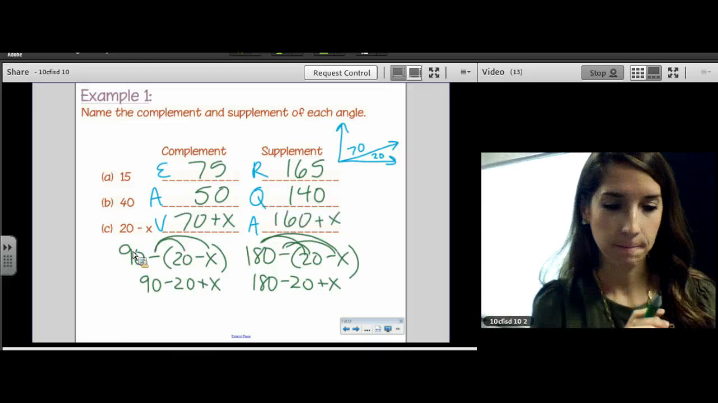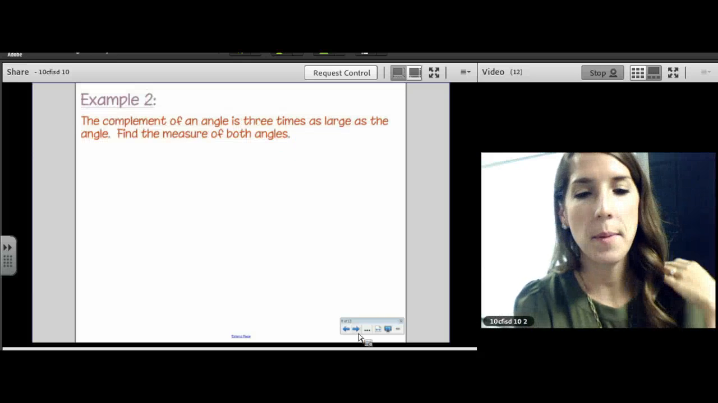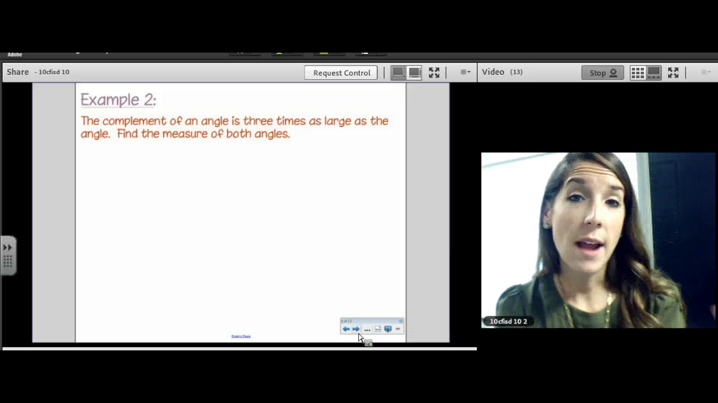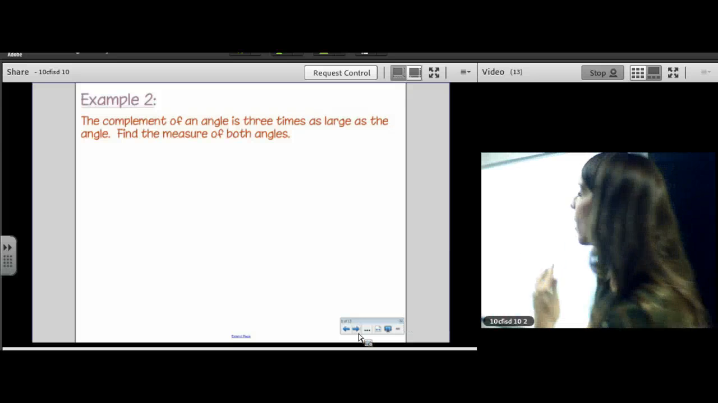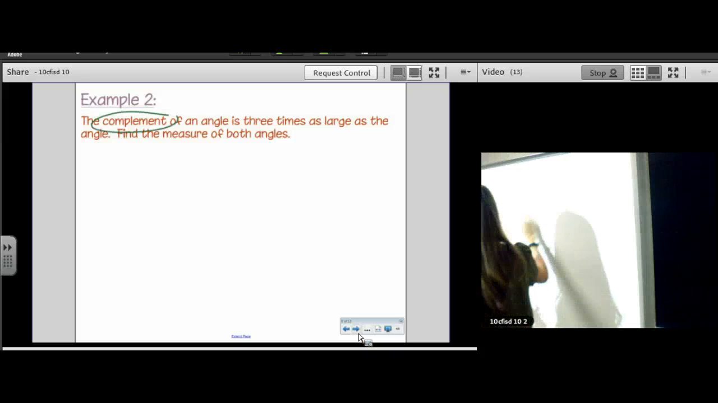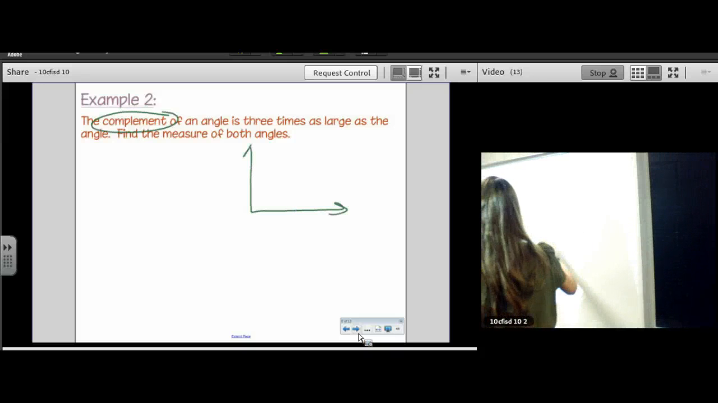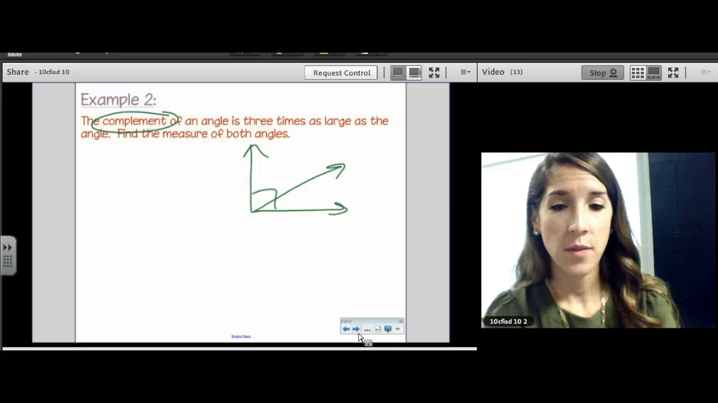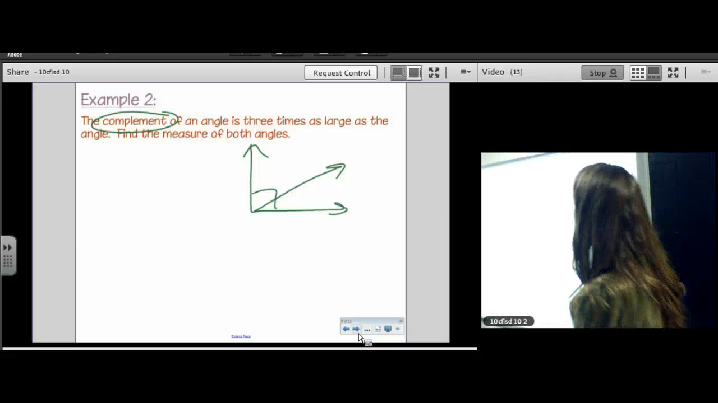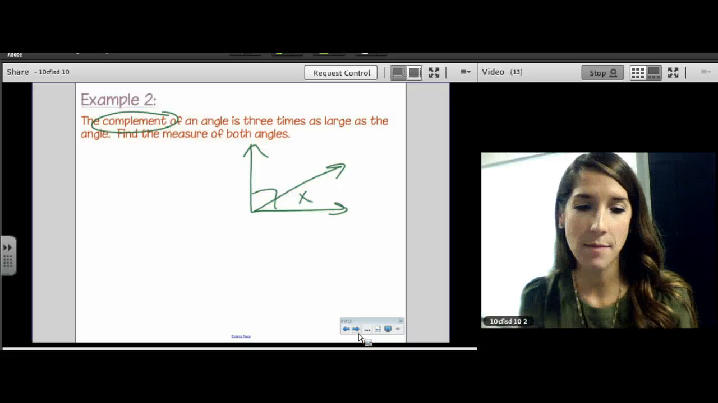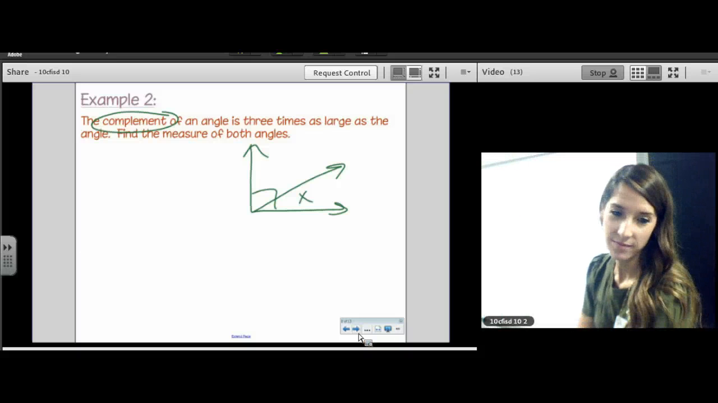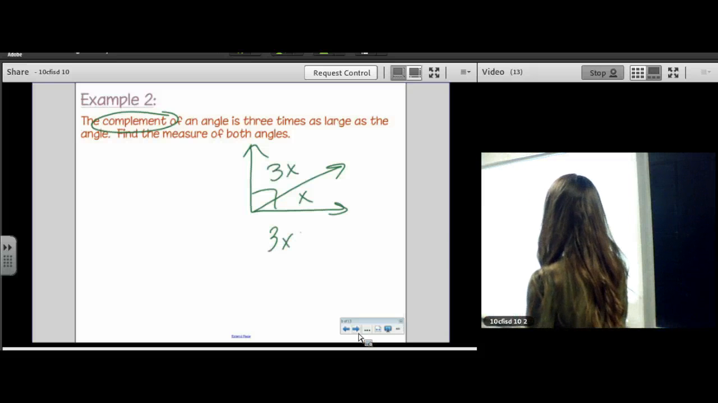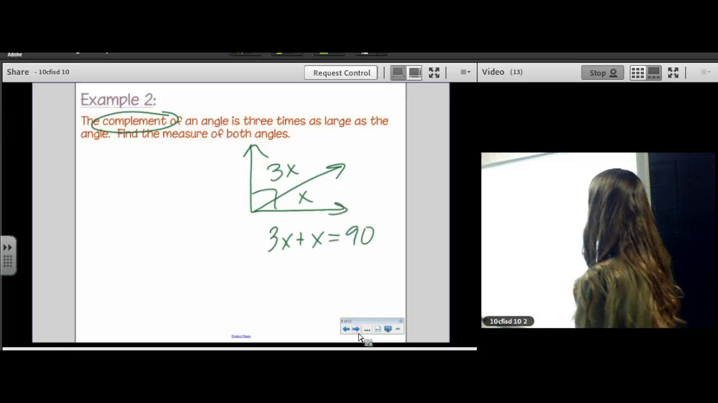160 plus x. Okay? The complement of an angle is 3 times as large as the angle. Find the measure of both angles. What I recommend while you're getting used to doing these is start off with a picture. I see the word complement, so I'm going to immediately draw 2 angles, two angles that add to equal 90. I'm just going to sketch it. One of them is 3 times larger than the other. So if I name one of them x, I would name the other one, 3x.